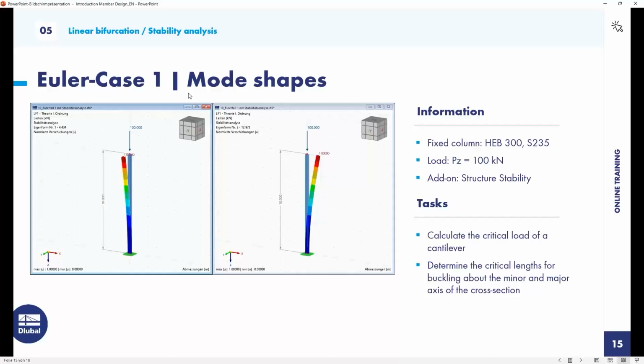Maybe some of you already know this special case, which is called the Euler case 1. That's a very important case. And if you already learned this in the university, you probably will already know the critical length for this system. But I would like to show that we can also calculate it with RFEM 6. And we also want to have a look at the different mode shapes. Okay.